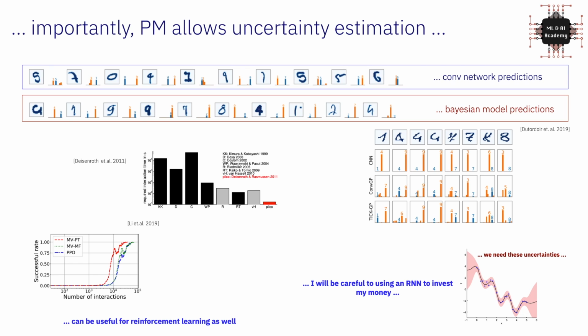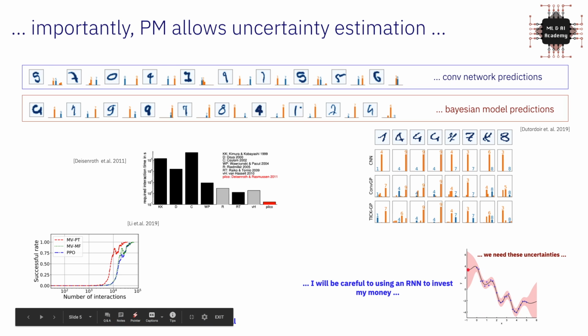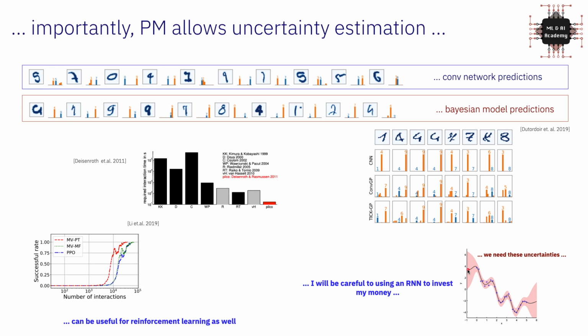And we really need these uncertainty quantifiers in order to understand what is going to happen. Am I very sure about my prediction or not? So that's really, really important, and that's what probabilistic modeling allows us.